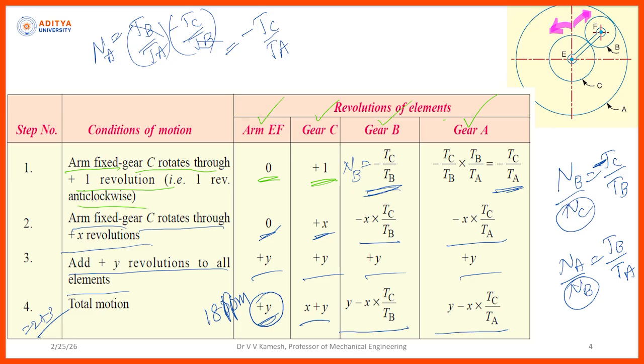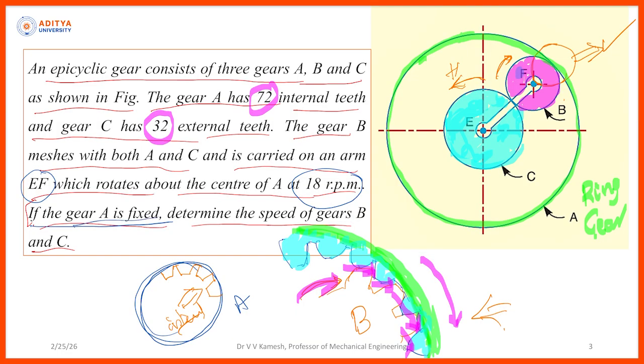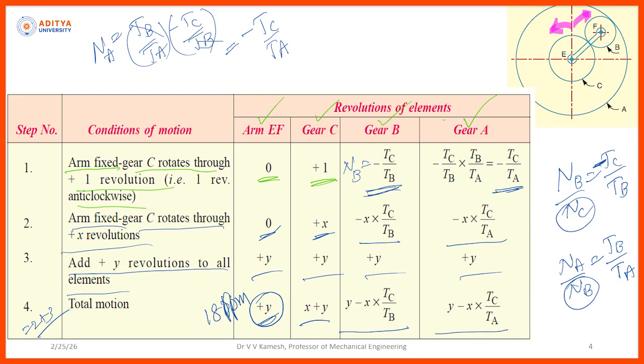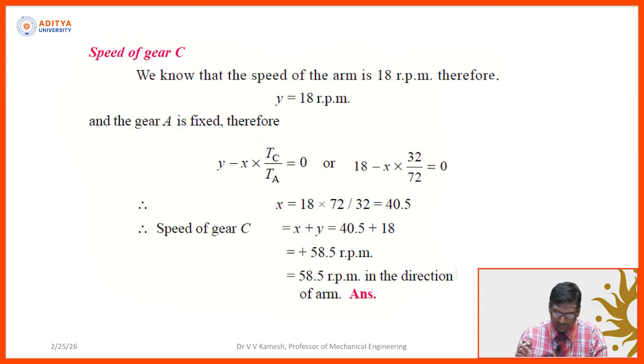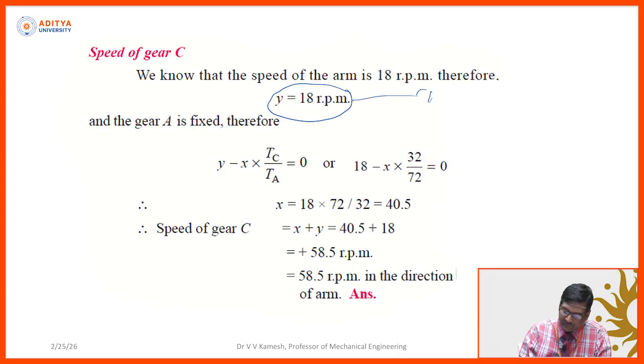Next, another one is given: gear A is fixed. So B cannot induce the gear A to rotate in the clockwise direction. So we are fixing the gear A. Then what is the condition for B? When gear A is fixed, y minus x into Tc by Ta will become 0. So y is equal to 18 rpm, this is the first equation.